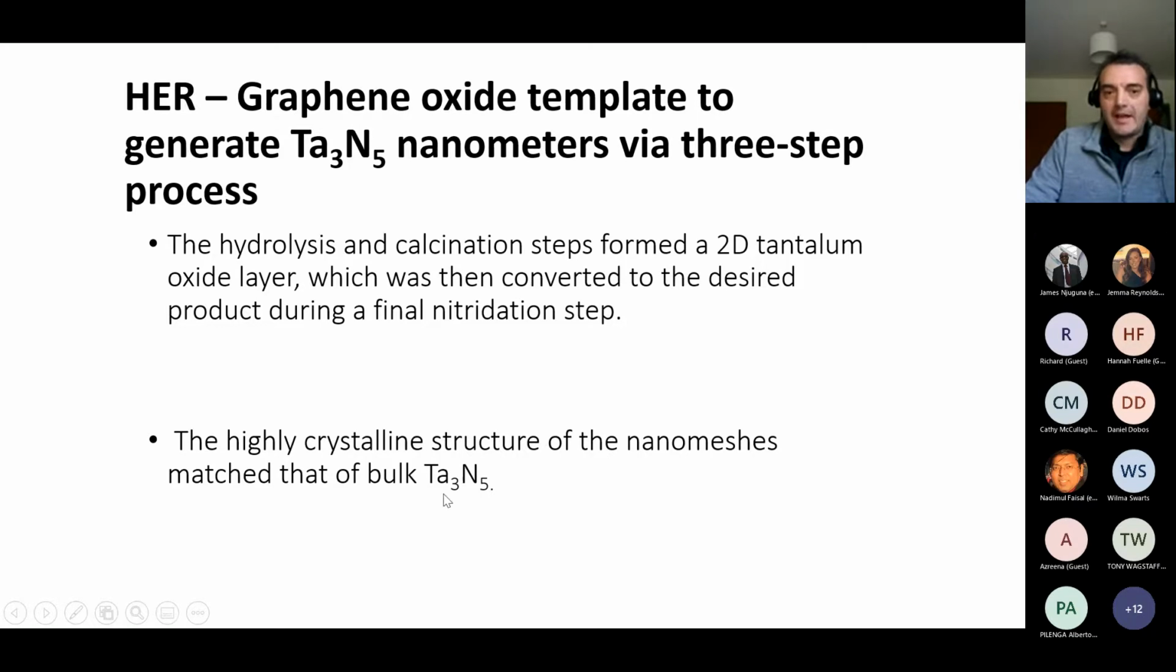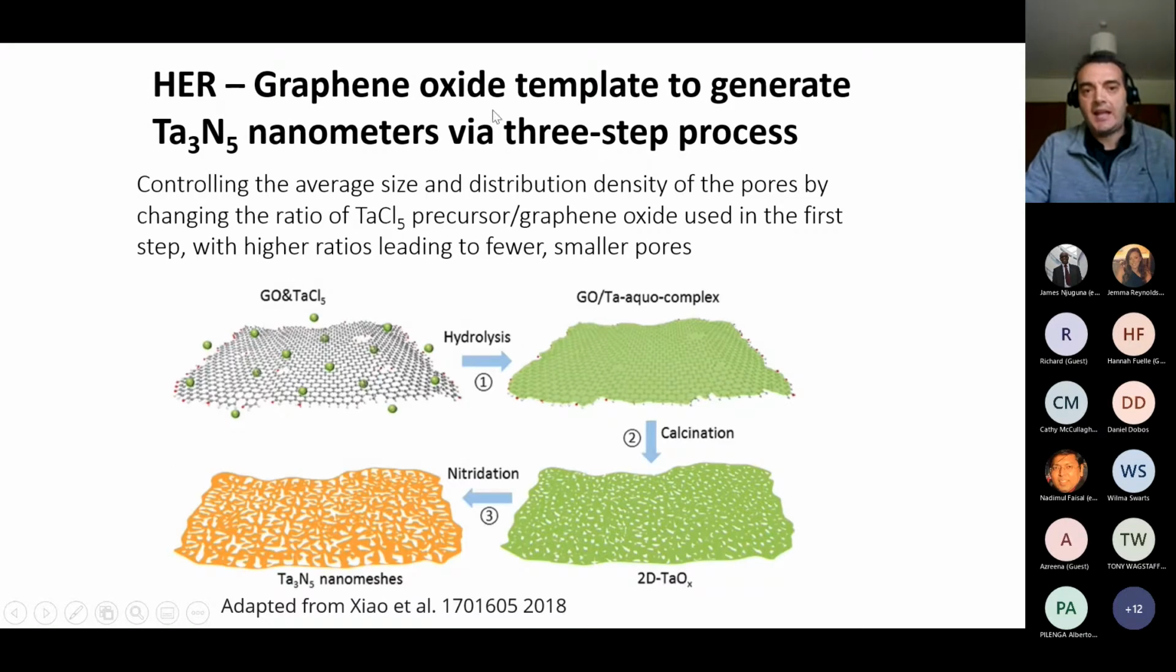So a highly crystalline structure of that particular system. And as we can see here, this is what they have done over the process. The graphene oxide with the tantalum chloride as a precursor, and then hydrolysis and calcination to form the final system in this particular case. So nanomeshes again, as I said earlier on, very interesting type of active sites, especially to work as an electrocatalyst.